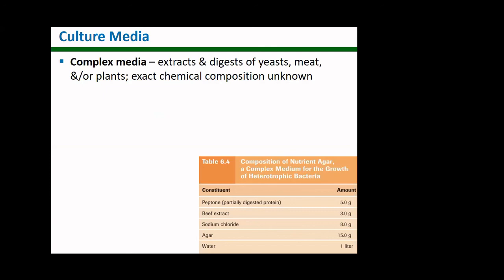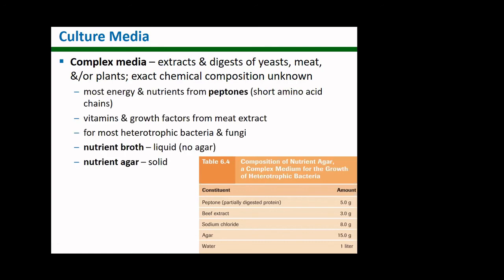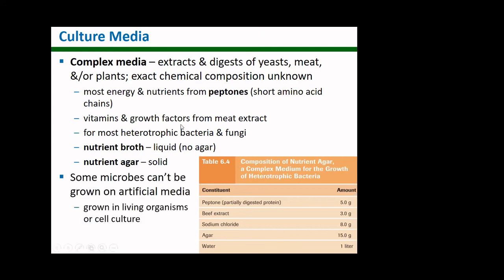Sugars, same thing. Peptones are partially digested proteins, so you get those amino acid building blocks. Okay. A lot of energy and nutrients come from peptones. Vitamins and growth factors come from the meat extract. Okay, most bacteria and fungi can grow fine in complex media. Most of the ones that we grow in the lab, that is. And then, like I said, some microbes can't be grown in artificial media at all. They need conditions that we can't recapitulate in the lab.